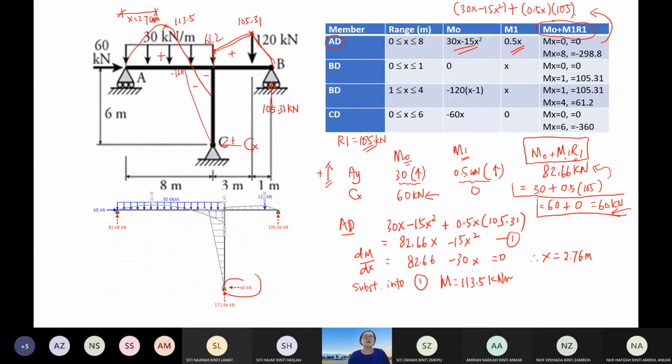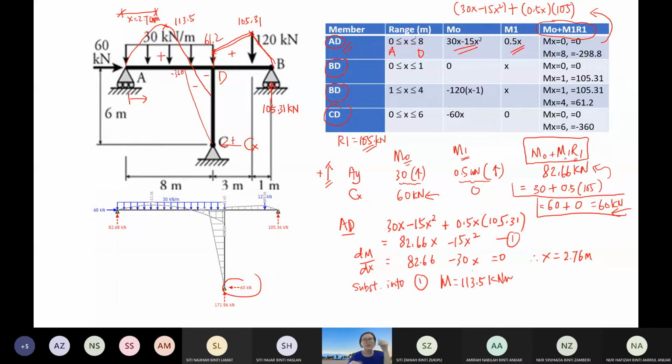So then what if you want to draw the bending moment diagram? You can get all these bending functions using this M0 plus M1 R1 for the remaining members. Once you get these equations, you can substitute the x value into this equation. How you do that? For example, for AD, A and D is here. AD starts with A. Therefore x equal to 0 means point A. x equal to 8 means D.